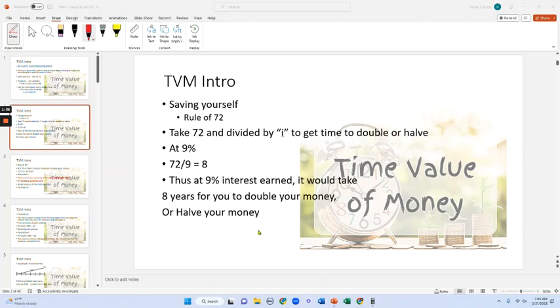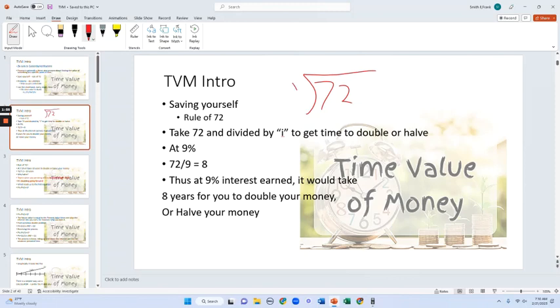So, saving yourself, Rule of 72. It is true. If you take 72 and divide it by the I, you can figure out how long it takes to double or halve. So basically 72 divided by 9. If you take 72 and divide it by the I, in this case I use 9, it takes 8 years. 8 years to double or halve your money.